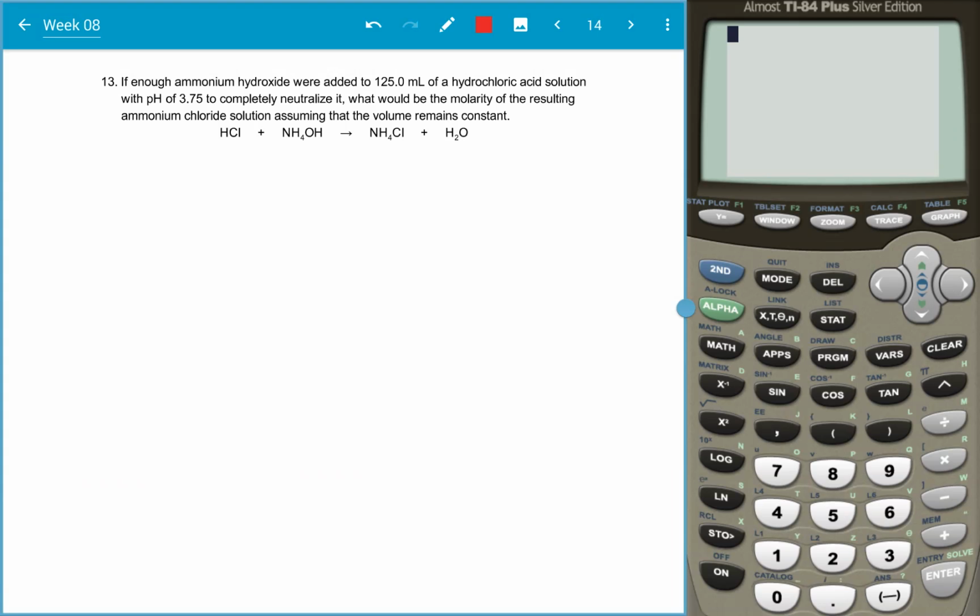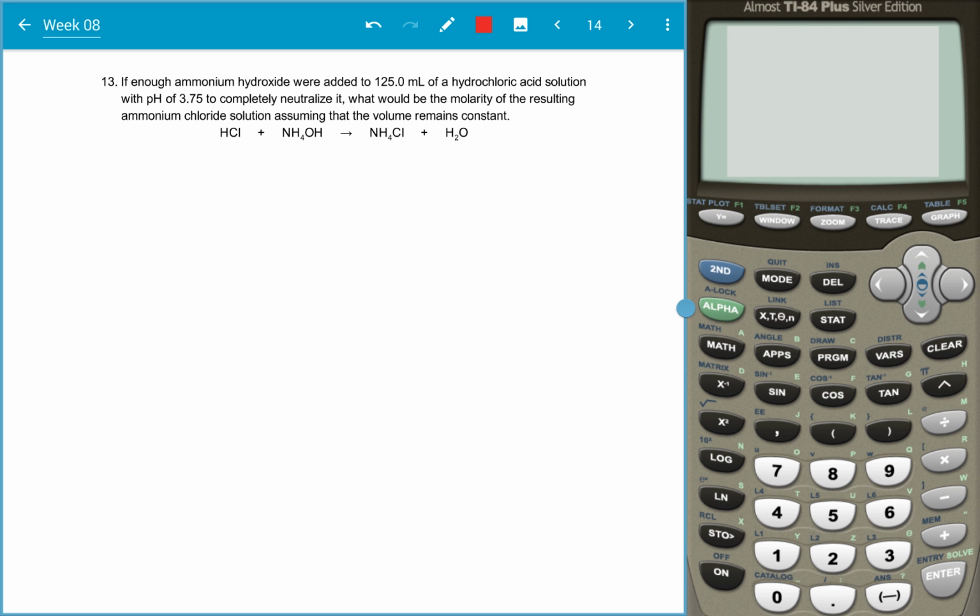If enough ammonium hydroxide were added to 125.0 milliliters of a hydrochloric acid solution with a pH of 3.75 to completely neutralize it, what would be the molarity of the resulting ammonium chloride solution, assuming that the volume remains constant?